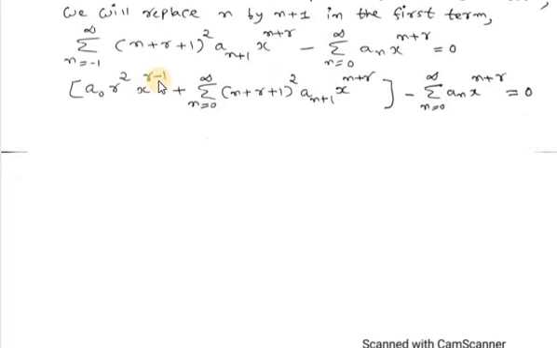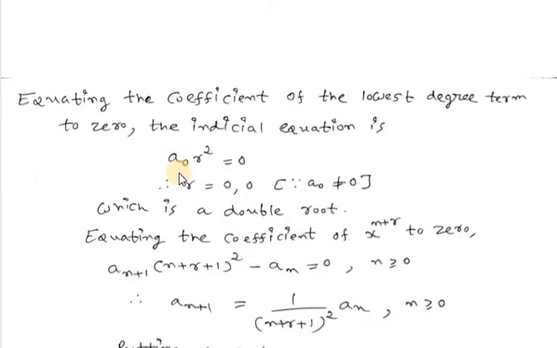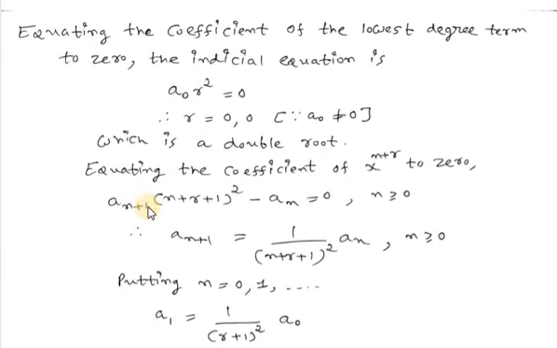Here the coefficient of x raised to r − 1 is a0 r squared, so we will equate it to 0. a0 r squared equals 0, but we know that a0 is not equal to 0. So we have r squared equals 0. So we have two values of r, that is r equals 0, 0, which is a double root. Okay. Then after, equating the coefficient of x raised to n + r to 0.